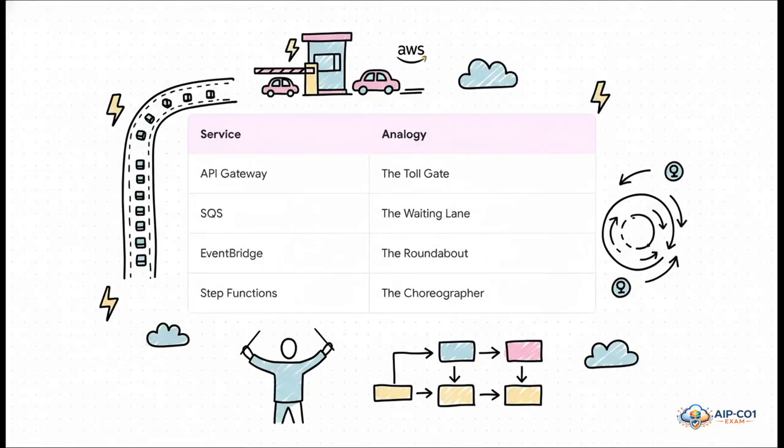So let's run through our handy analogies one last time to lock them in. API Gateway is the toll gate, your front door. SQS is the waiting lane, your buffer. EventBridge is the roundabout, your event router. And Step Functions is the choreographer, your workflow orchestrator.